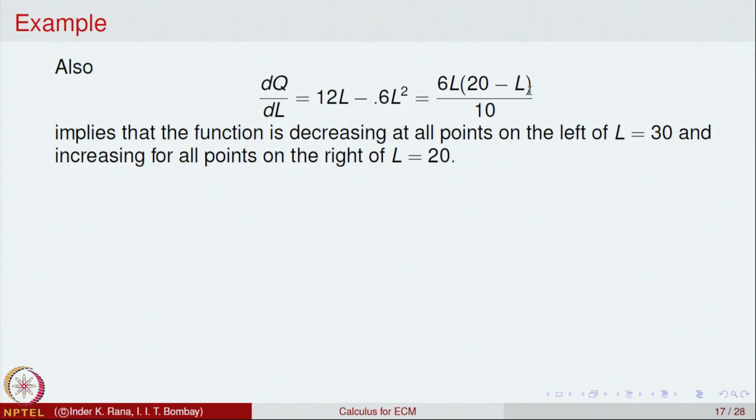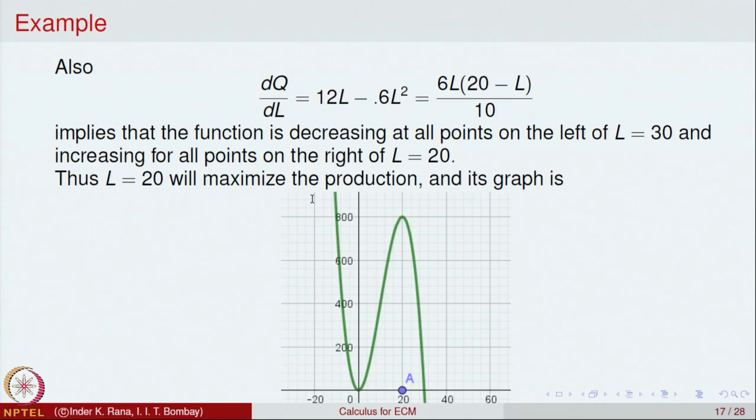When L is less than 20, this value will be positive. L is always positive, so this product is positive. On the left side, it is positive, so the function is increasing on the left side and decreasing on the right side. When L is bigger than 20, this will become negative, so decreasing. This is written the opposite way, there is a typo here. The function is increasing at all points on the left and decreasing at all points on the right of 20. That means L equal to 20 is a point of maximum.